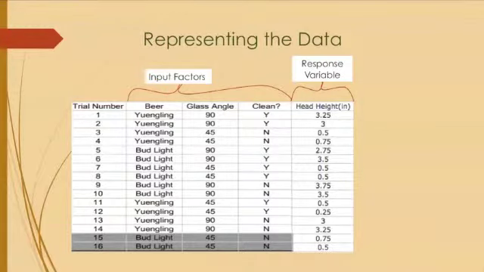What you can see here is a spreadsheet that we have created to keep track of all of our observations. This is exactly the way you're going to put it in Minitab. You can put everything here except for the head height in before you actually carry out the experiment, to pre-prepare yourself.